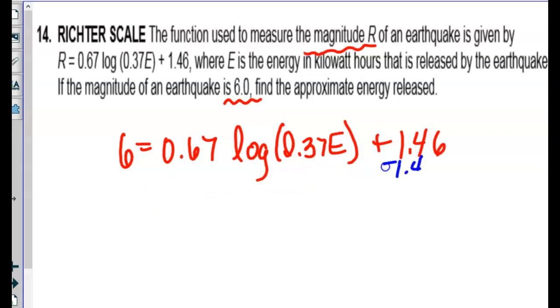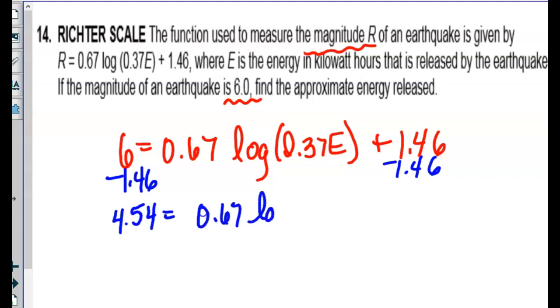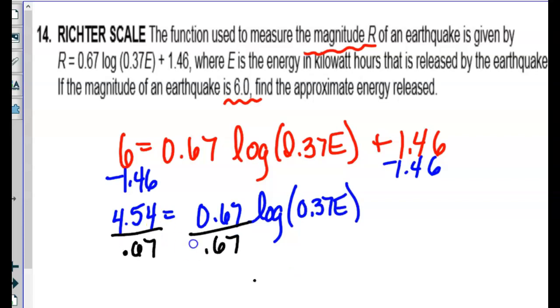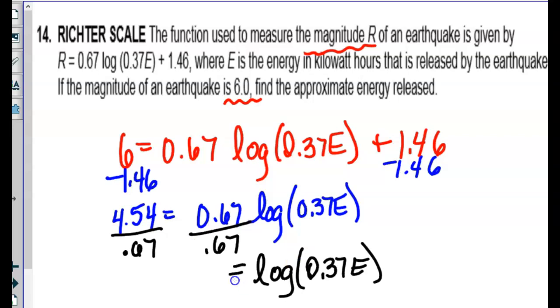Yes, algebra says get rid of any adding and subtracting first. 4.54? 0.67 log of some garbage that we can't worry about yet. What do we do next? Divide. So left over here we have log of some garbage equals some crazy number, and I don't know what that is.